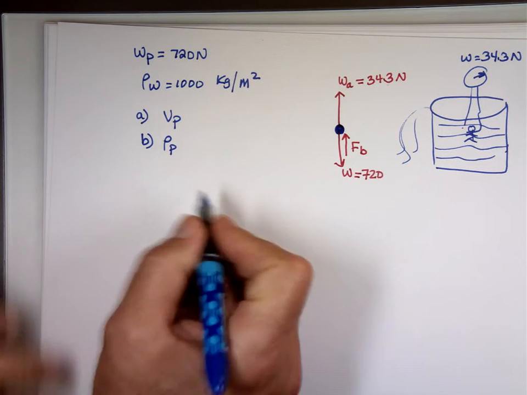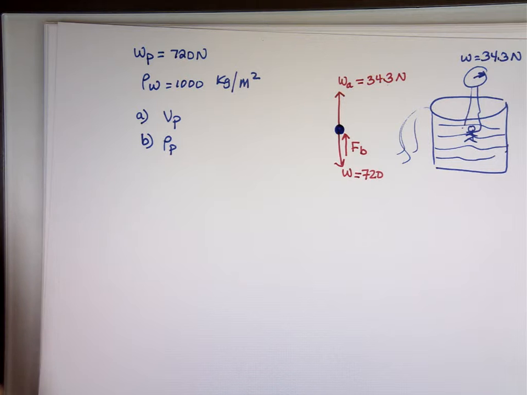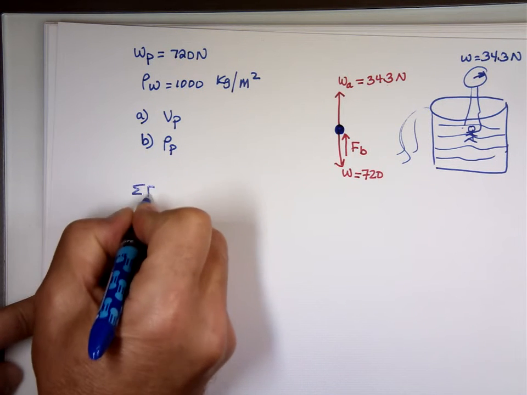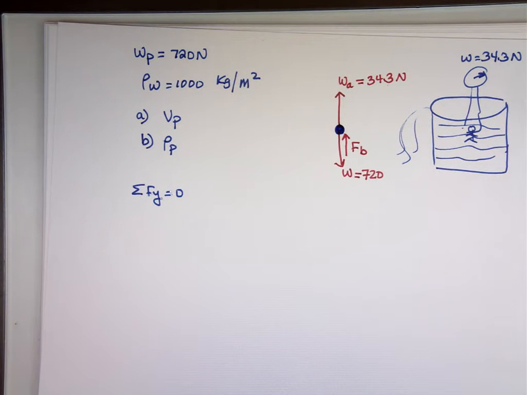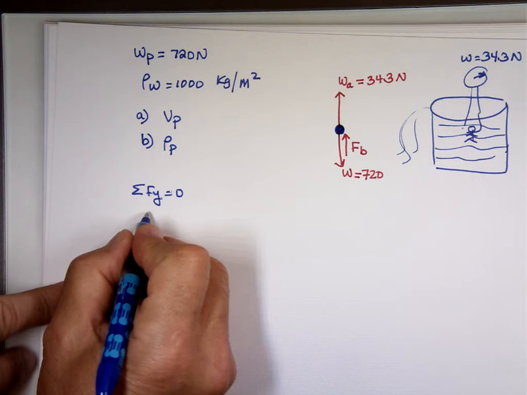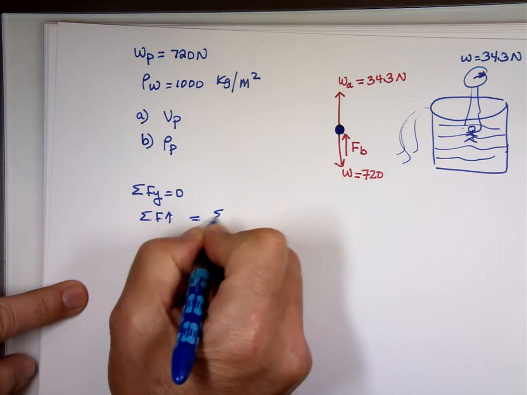How? If you're dangling there in that water, you're just not moving, because we have the scale holding you. We have static equilibrium, you're not moving. That means if you take all the forces in the y direction, they have to add up to 0. Which means all the forces pointing upward should equal all the forces pointing down.